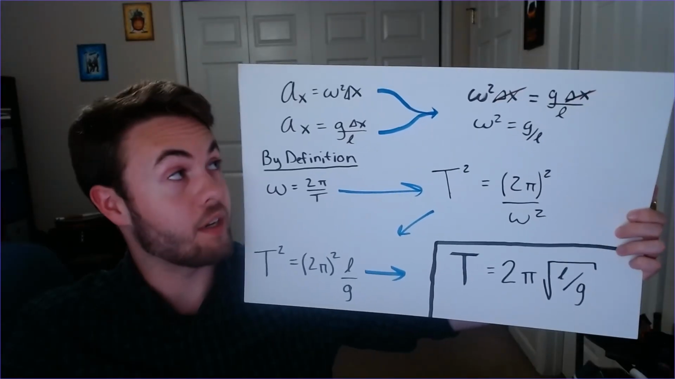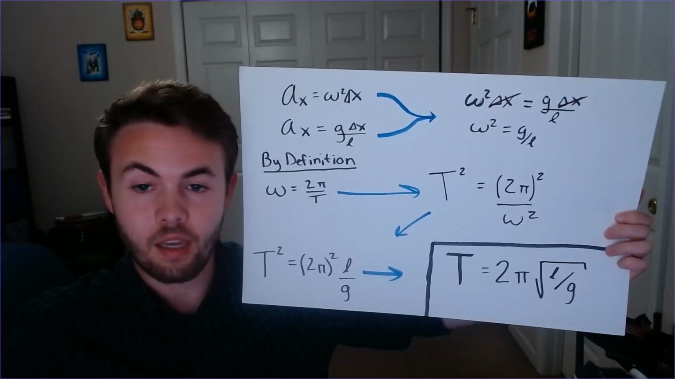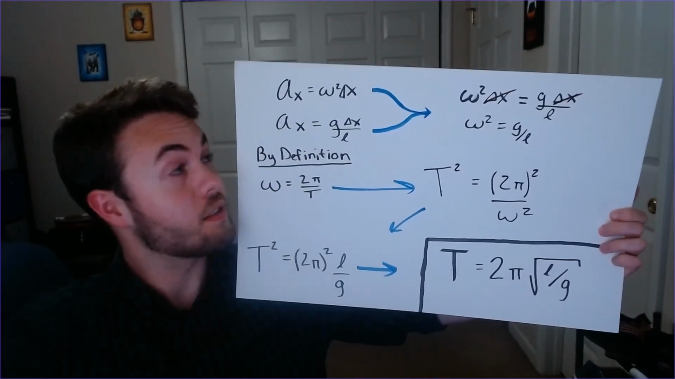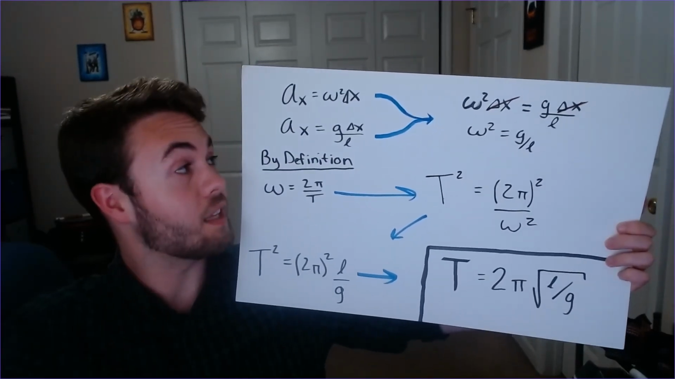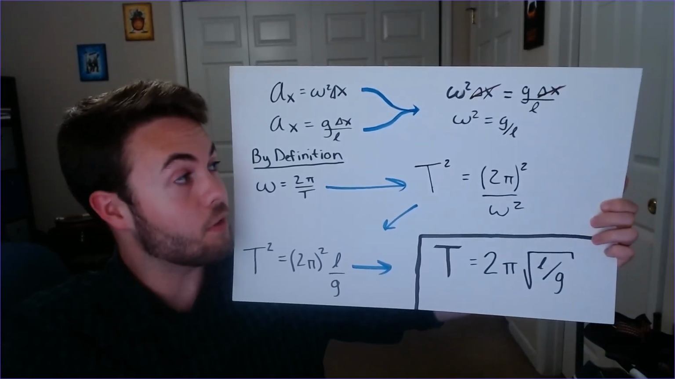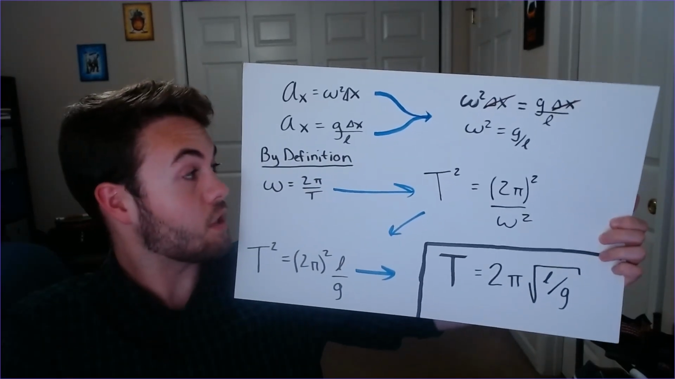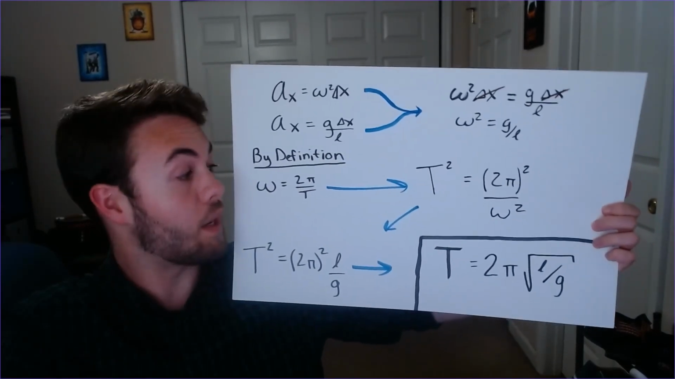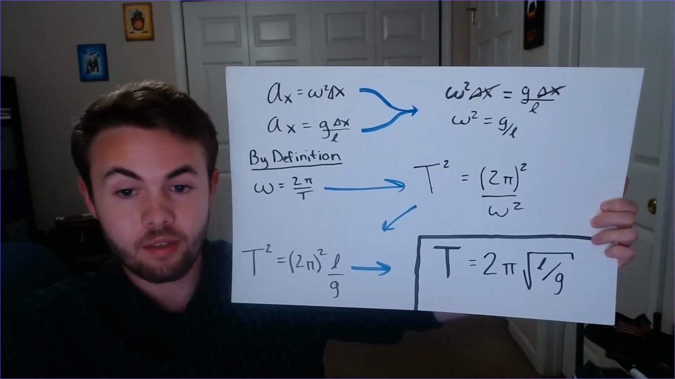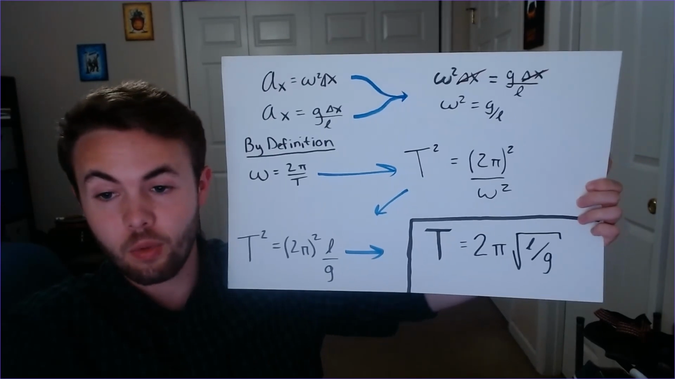For a simple harmonic oscillator in the x direction, we define the acceleration as the angular frequency squared times the change in x. Taking that into our previous equation, we can combine them and say that the angular frequency squared is equal to g over L. Using the definition of angular frequency, which is 2 pi over the period T, we can now state that T is equal to 2 pi square root of L over g.